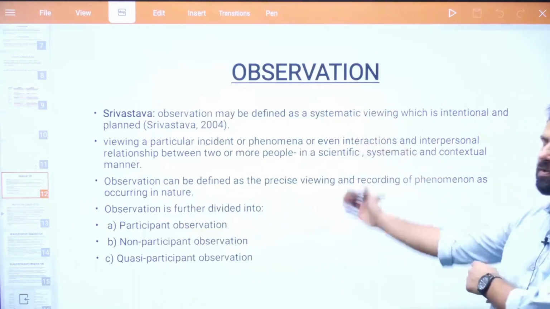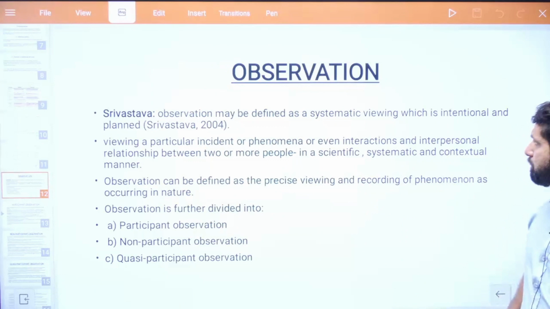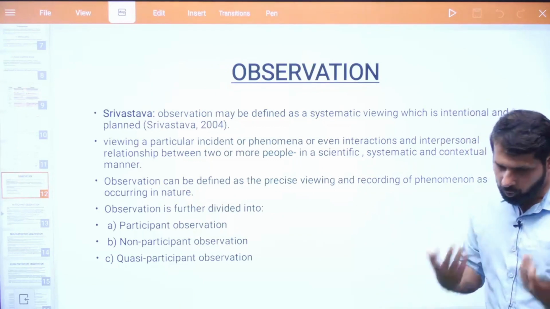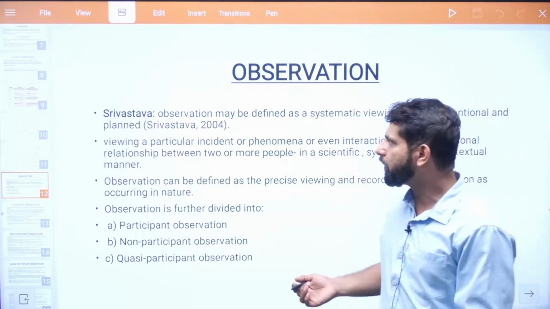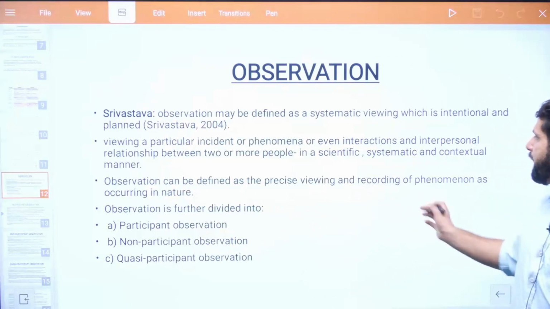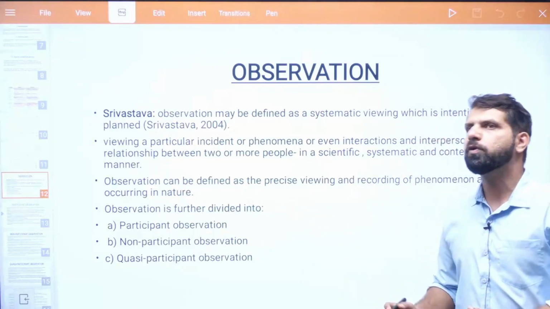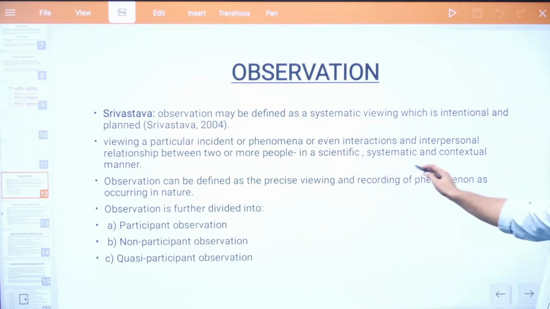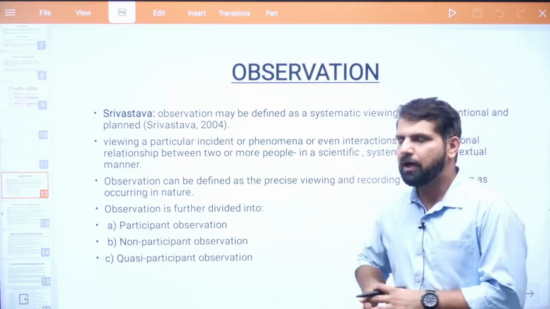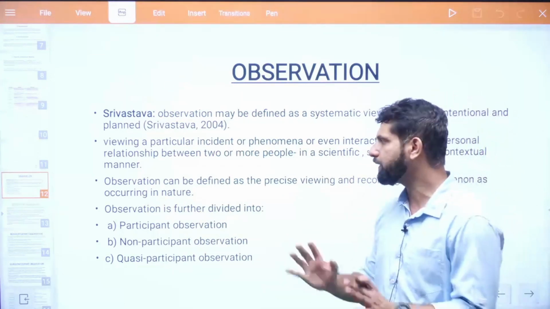So we are dealing with observation, and observation is basically your intentional viewing, or intentionally planned execution of your research inquiry, and it can be defined as precise viewing and recording of phenomena as occurring in nature. So whatever is happening around you, you are trying to observe that in a scientific, systematic, and contextual manner. So that's what observation means. It is your purposeful viewing of your social surroundings. Okay, that's what observation is.